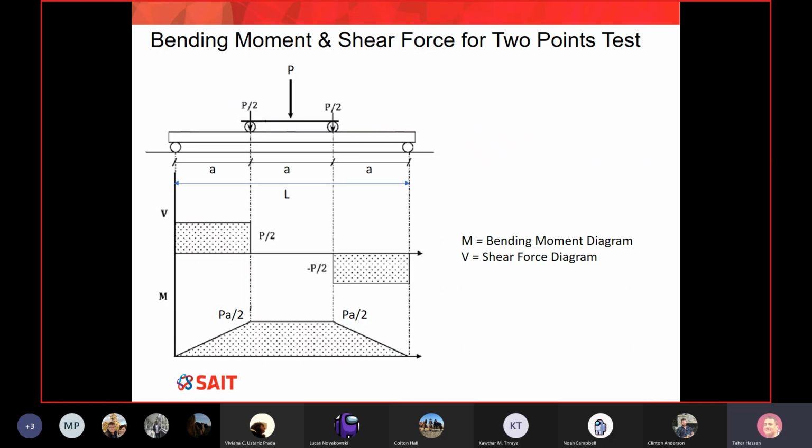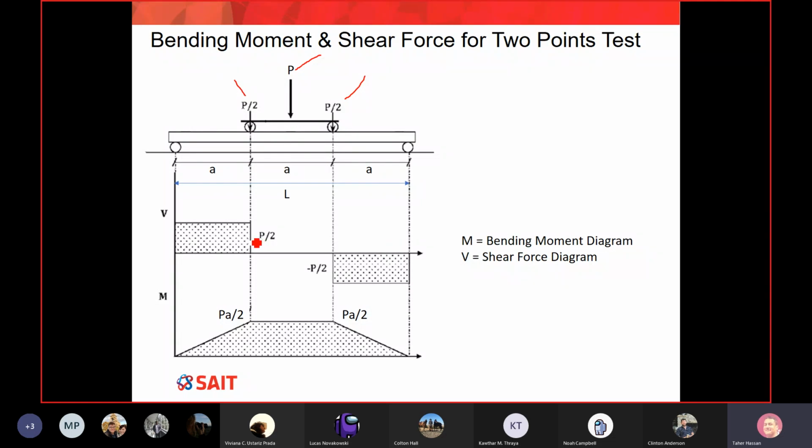Before the test, I just want to confirm this is another schematic, because you need this to find the moment and the shear in your lab. You can see here I applied P, which is the load, and we have a bridge that splits my load into two. So half of the P goes here, half of the P goes here. And so we have here two diagrams. You are required in the lab to draw those diagrams, but with numbers.